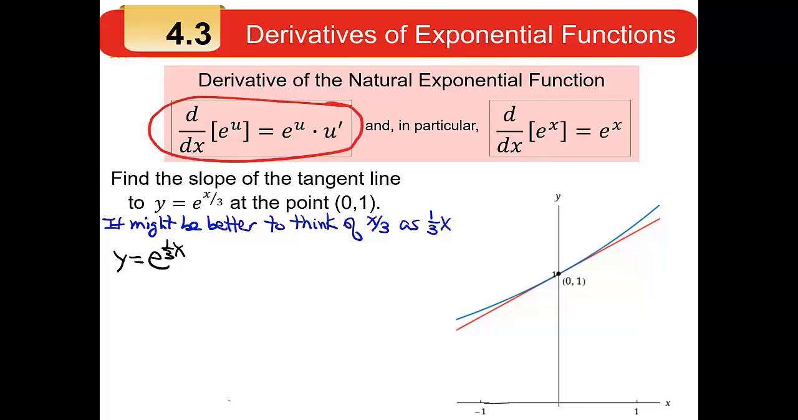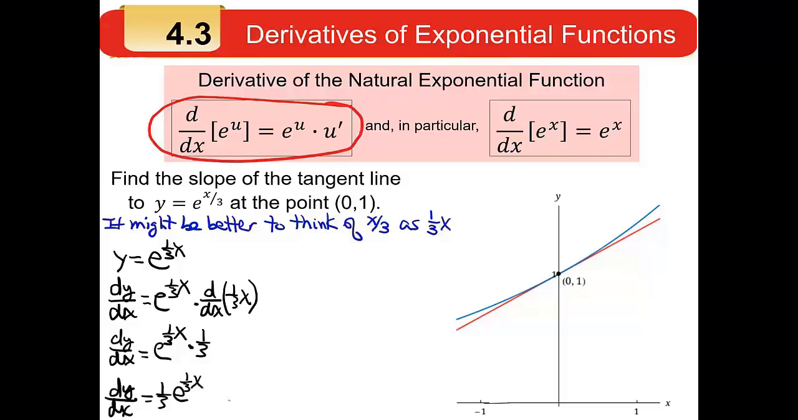The derivative of e to a power is e to the power times the derivative of the power. So I write down e to the power, which in this case is 1/3 x, multiplied by the derivative of the power, or the derivative of 1/3 x. Well, of course, the derivative of 1/3 x is just 1/3. And most of us write the 1/3 first.